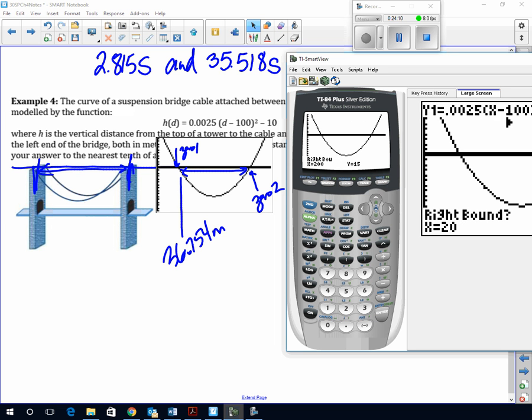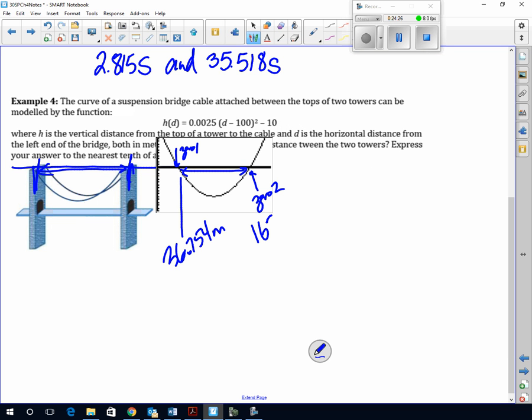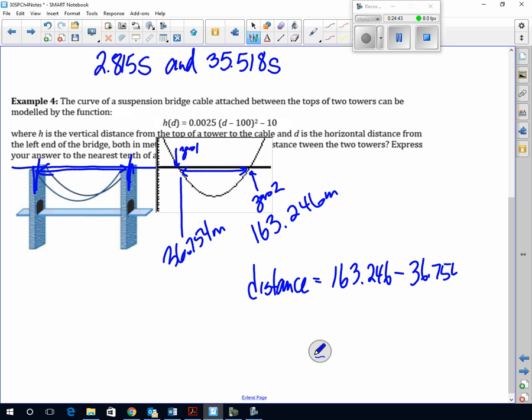Okay, did you get 163.246? What did I say? 163.246. How do I find the distance? Equals 163.246 subtract 36.754, and what do I get as my final answer? 126.492, and that would be meters. What do you think about that?